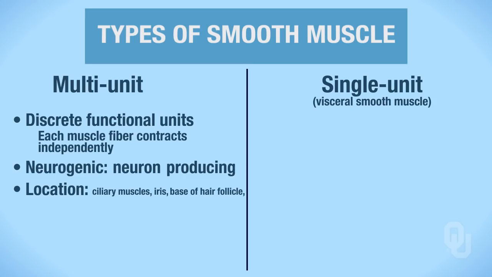Okay, some of the smaller airways of the lungs have multi-unit smooth muscle, and then the walls of your larger blood vessels, which we haven't talked about quite yet, are also types of multi-unit smooth muscle.